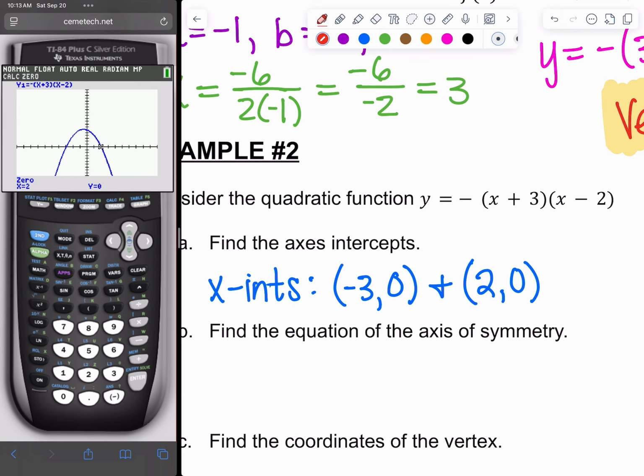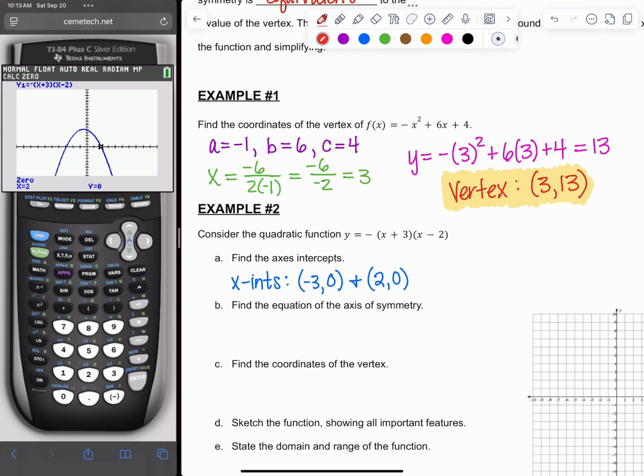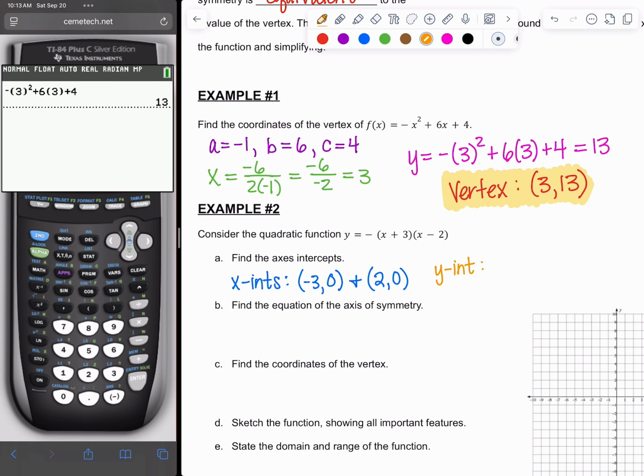So now that we have the x-intercepts, we can then find the y-intercepts. So remember, the y-intercept, that's very easy to find. The y-intercept is the value of y when x is 0. So all we have to do is substitute in 0 for x. And if we do that, we will have negative 0 plus 3 times 0 minus 2. And that will give us 6. So our y-intercept is located at 0, 6.